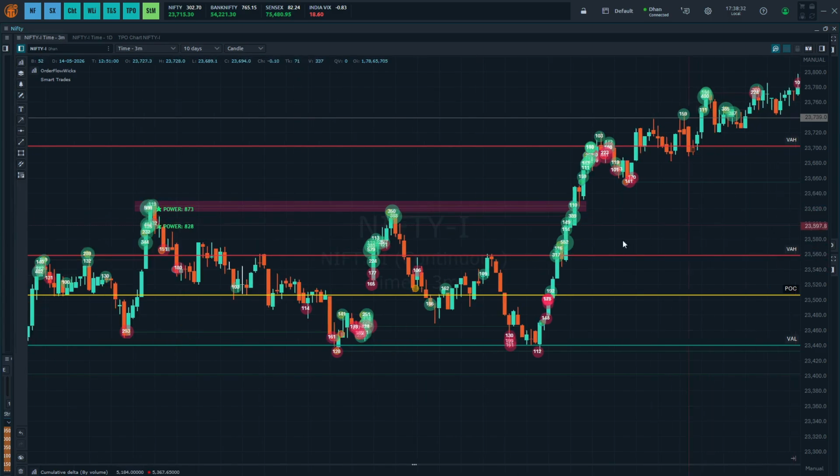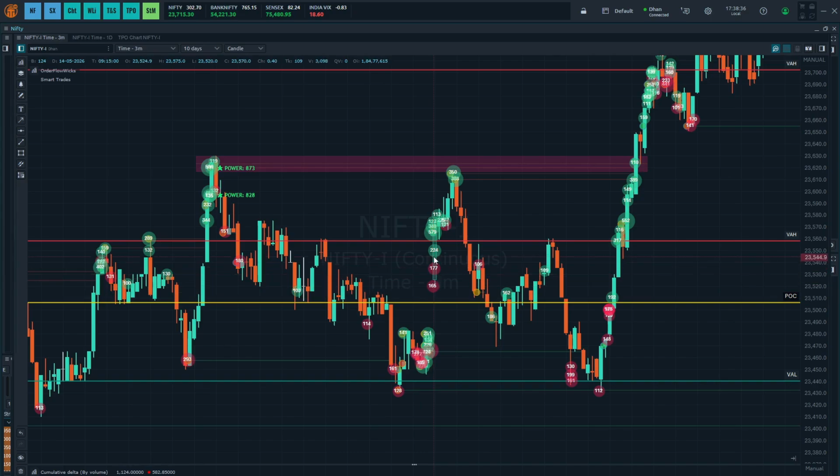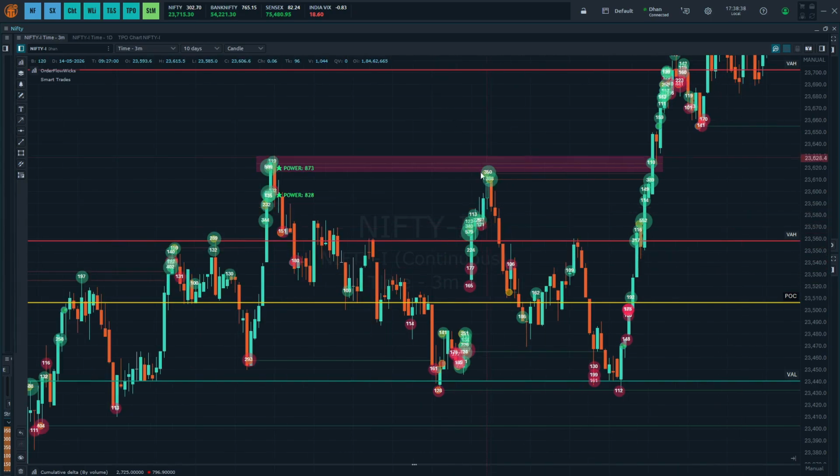So what happened today? Exactly the same scenario. The market opened here and broke the value area high, and exactly at the same level the buyers were trapped. This is the way you can identify whether the buying was a success or a failure. This indicates the buying failed here, at exactly the same level where the previous trap happened. So limit sellers are still active here.